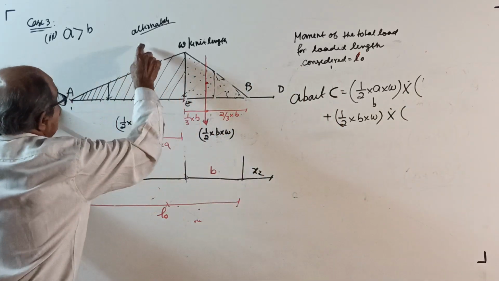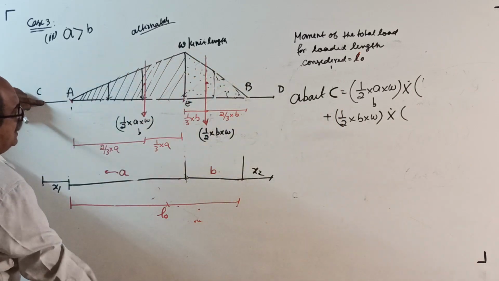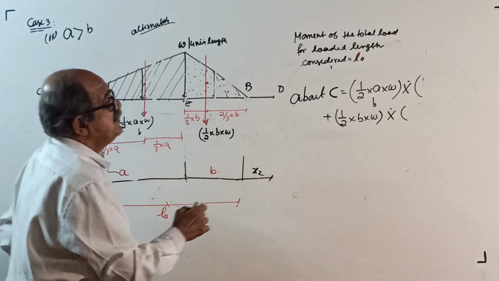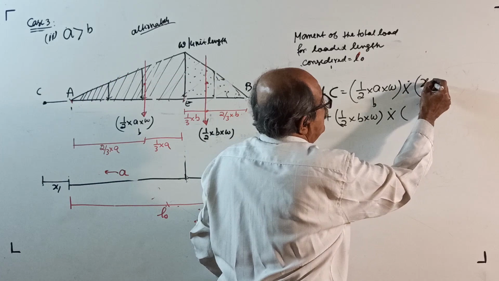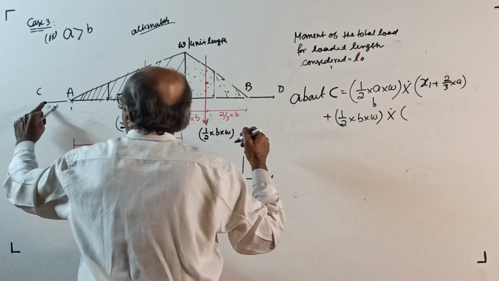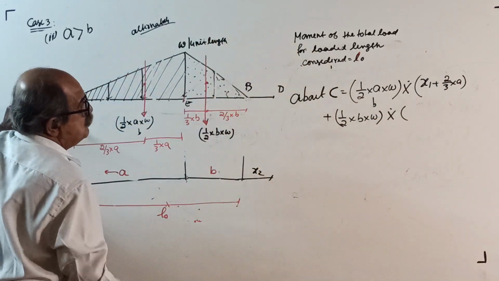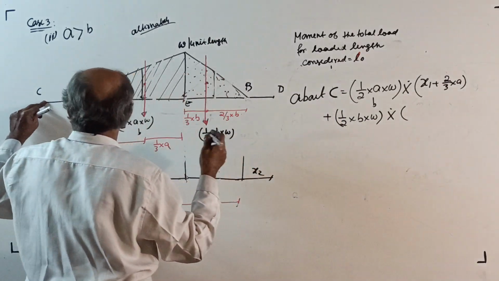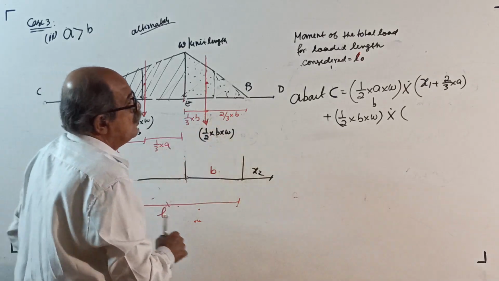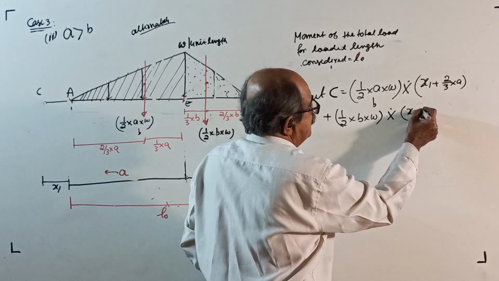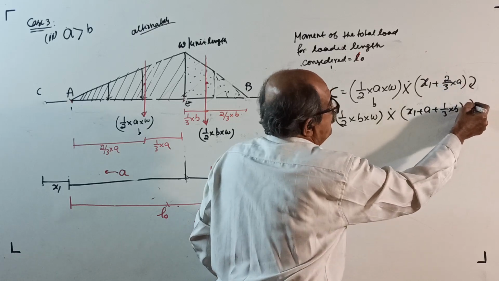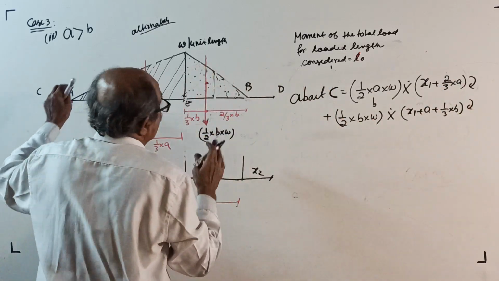See, half into A into W into the moment about C: x1 plus 2/3 of A, into x1 plus 2/3 of A, plus one more, half into B into W into x1 plus A plus 1/3 of B. Both are clockwise. Okay, moment about C over.